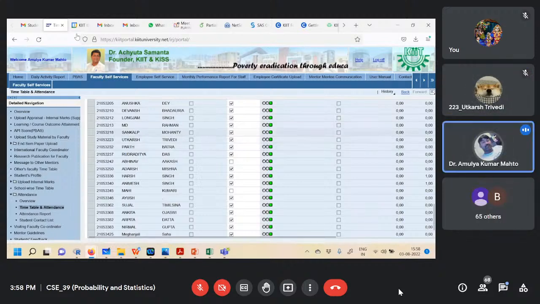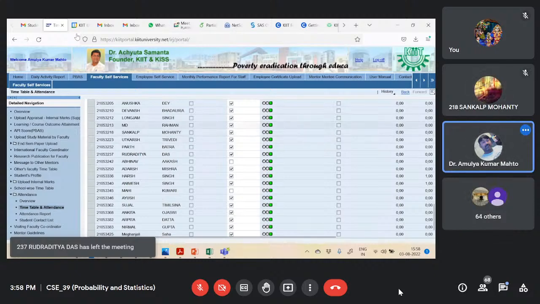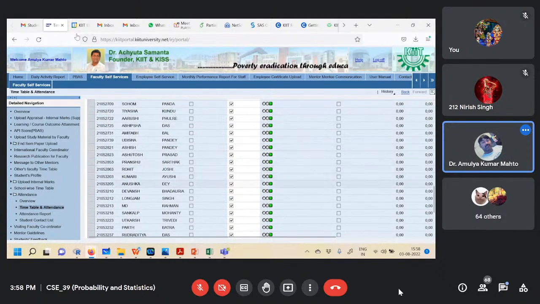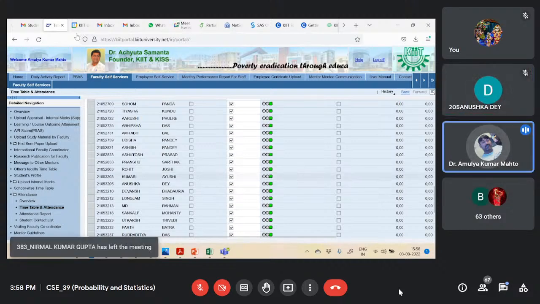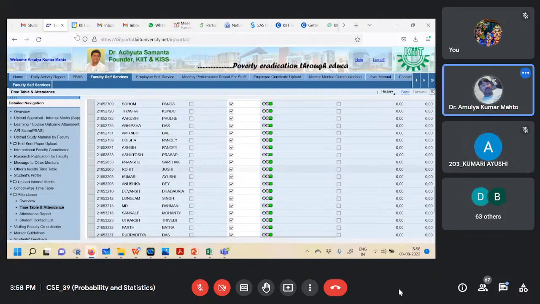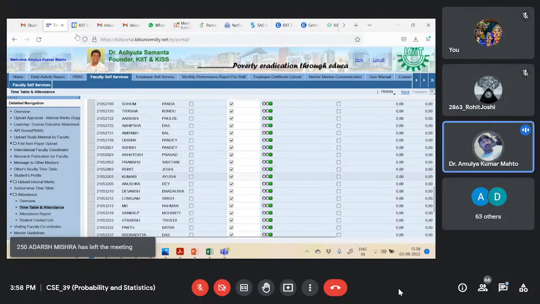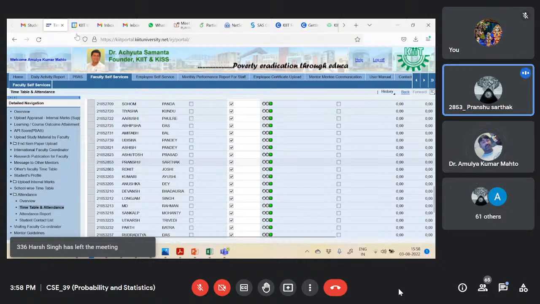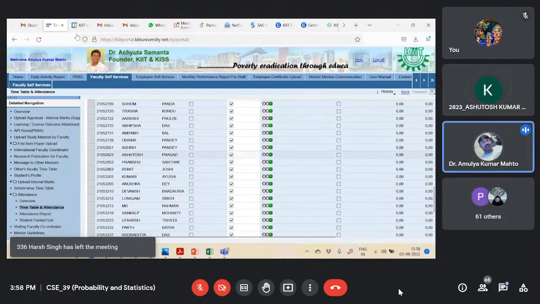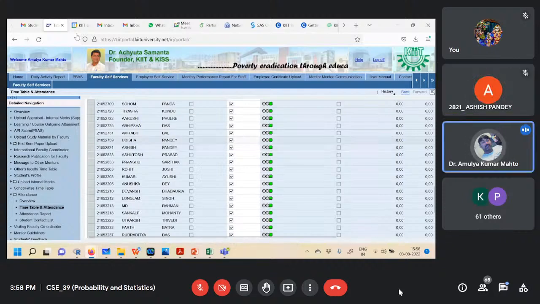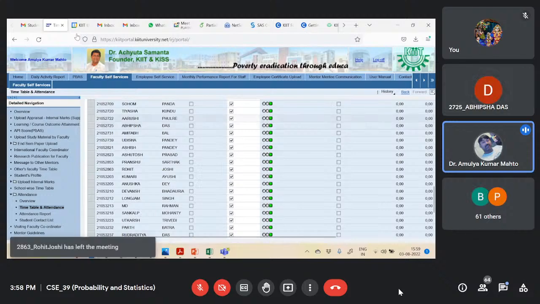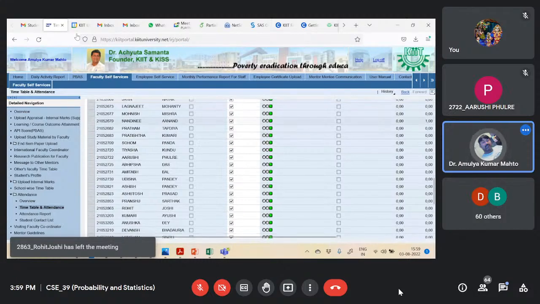3223, present, sir. 3218, present, sir. 3213, present, sir. 3212, present, sir. 3211, 3210, present, sir. 3205, present, sir. 3203, present, sir. 2863, present, sir. 2853, present, sir. 2823, present, sir. 2821, present, sir. 2739, present, sir. 2731, present, sir. 2725, present, sir. 2722, present, sir. 2720, present, sir.